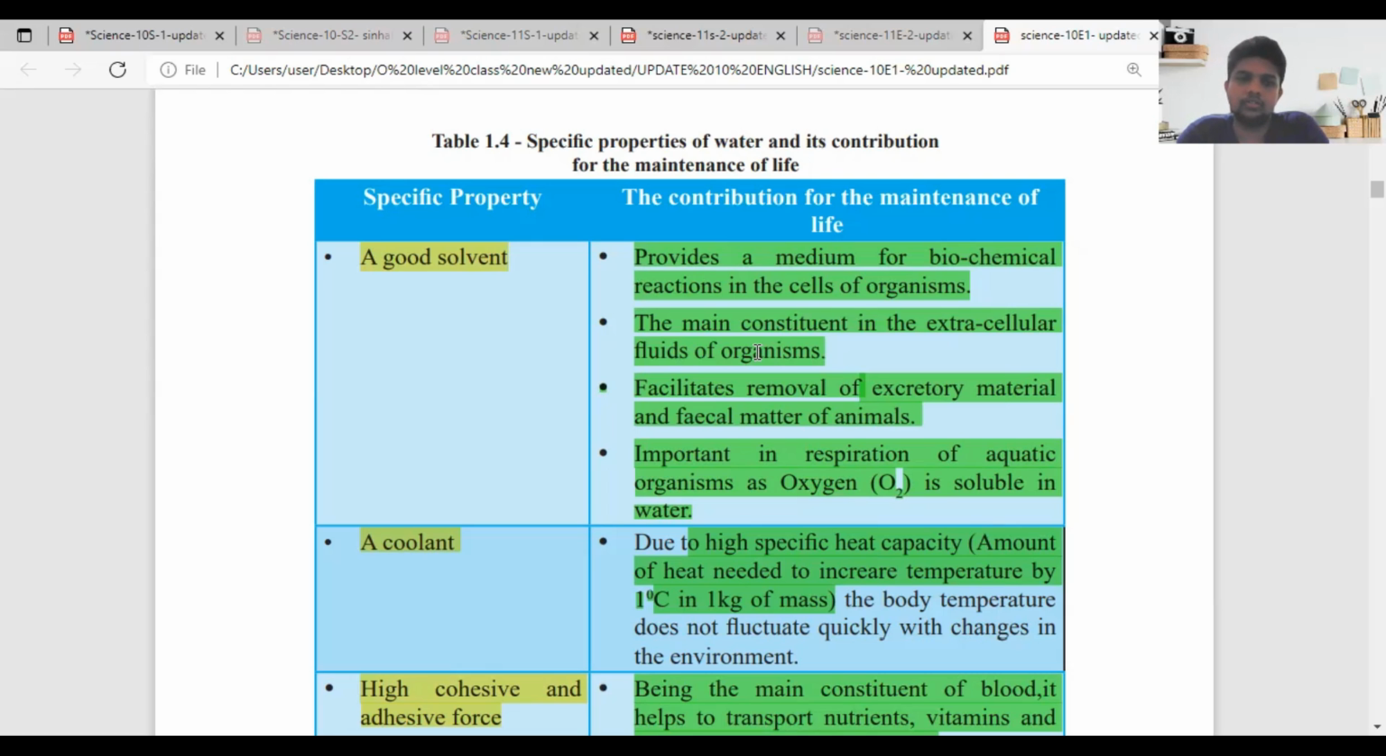Okay, let's go one by one. Here, just write the properties, and after you complete this class, you can write the whole table. First write the property: a good solvent. What is a good solvent? A good solvent.